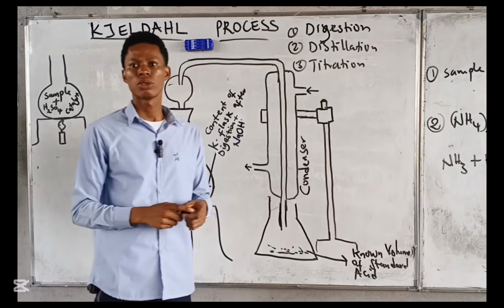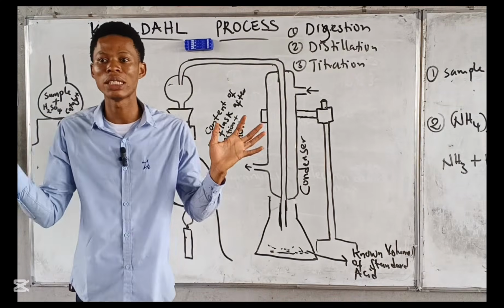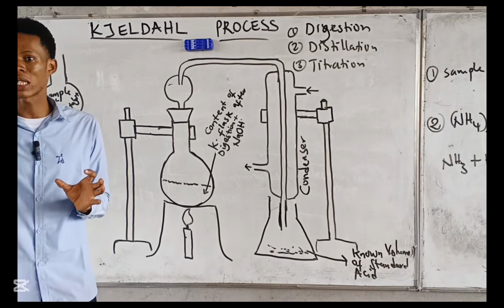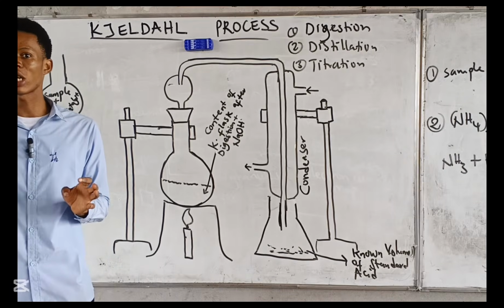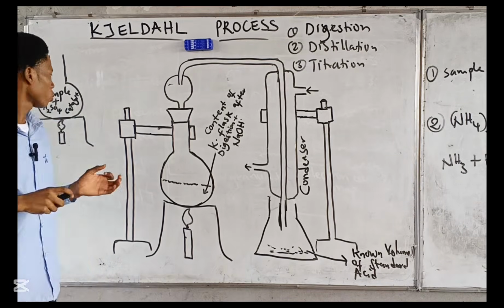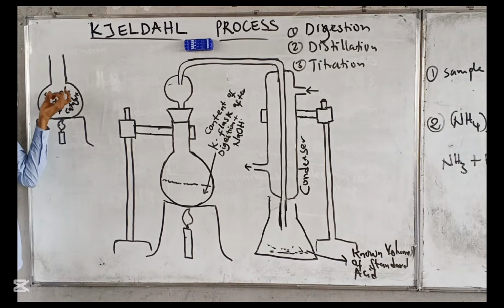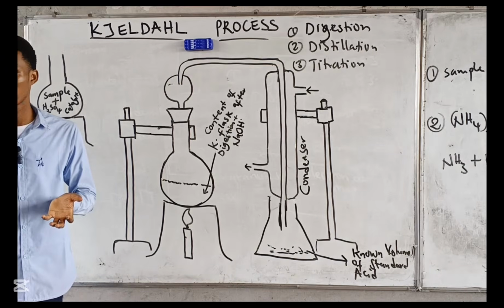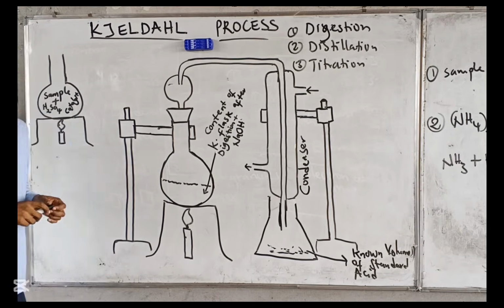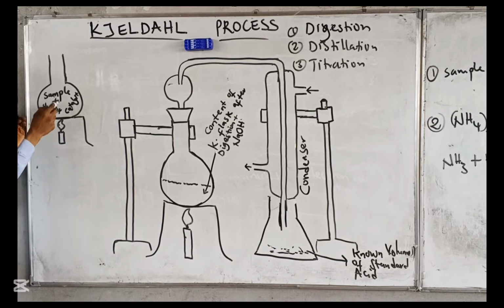Alright. Now, digestion is simply you put that substance, that meat, the substance you want to check the nitrogen concentration in, in a flask, and you heat it with concentrated sulfuric acid. So in digestion, you are heating. You put the sample plus concentrated sulfuric acid and you add a catalyst.